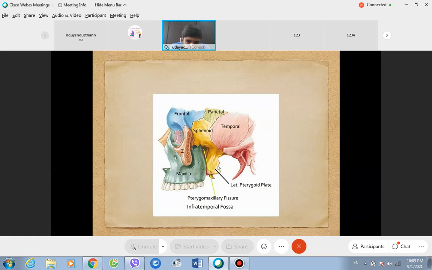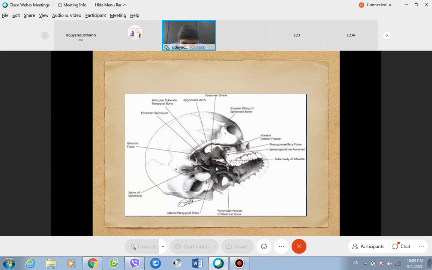See, in this picture, this is the posterior of the maxilla and this is the lateral pterygoid plate. The inside thing is the pterygopalatine fossa. This is the pterygomaxillary fissure and it is communicating to the infratemporal fossa. In this picture also, this is the posterior wall of the maxilla. This is the pterygomaxillary fissure. These are the pterygoid plates. This is the pterygopalatine fossa, the pterygomaxillary fissure, and communicating with this open space. This open space is the infratemporal fossa.